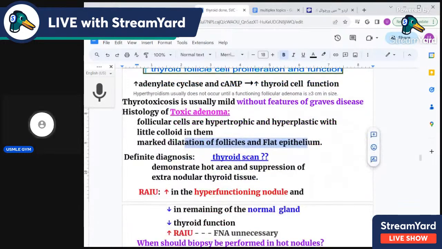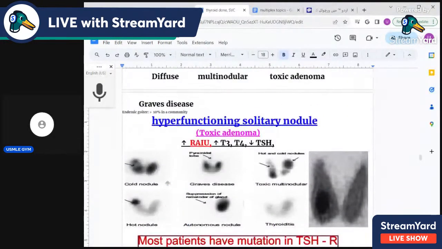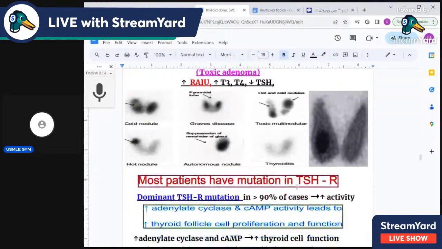Definite diagnosis is with a thyroid scan. For a hot nodule, it demonstrates a hot area and suppression of extranodular thyroid tissue. Here, a hot nodule has increased radioactive iodine uptake and the remaining gland takes less.